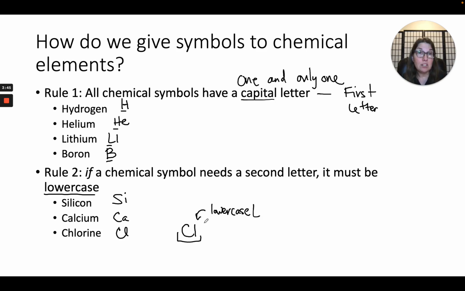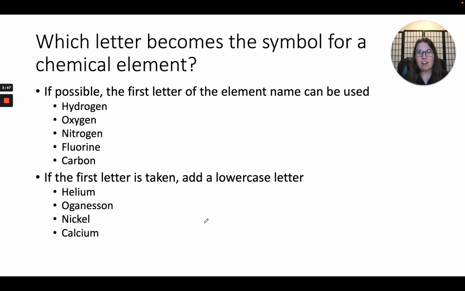And that would be a good assumption to make. All right. Now, how do we determine which letter becomes the symbol for a chemical element? If it's possible, and in some cases it is possible, we would just use the capital letter that the element begins with. So for hydrogen, oxygen, nitrogen, fluorine, and carbon, that works out really nicely. So these are all capital letters that I've written right here.